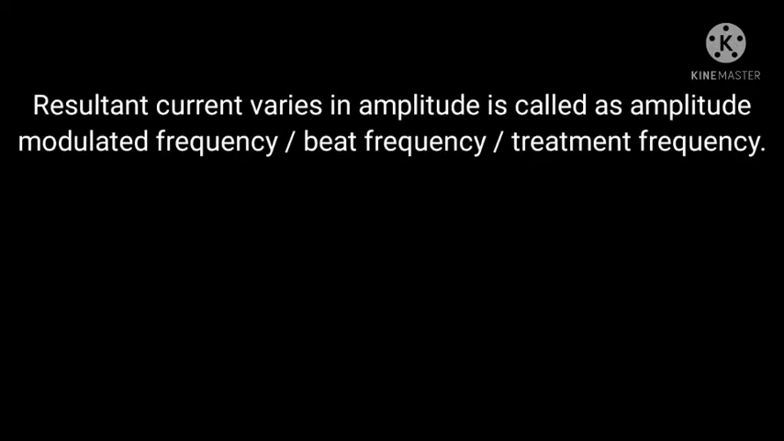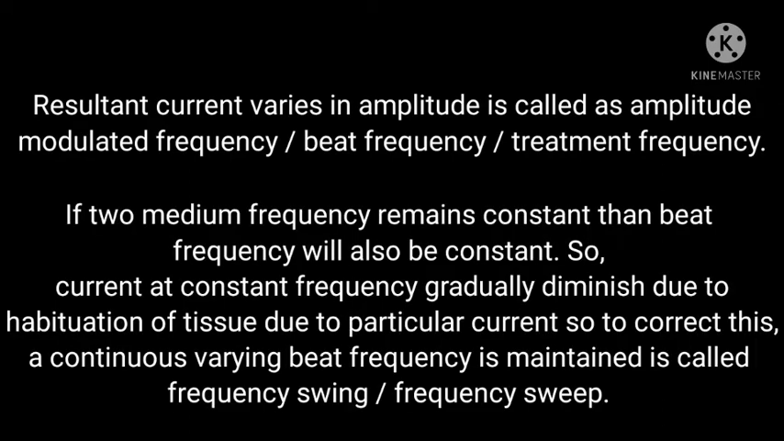The resultant current varies in amplitude and is called amplitude modulated frequency, beat frequency or treatment frequency. If the two medium frequency currents remain constant, then the beat frequency also remains constant. So current at constant frequency gradually diminishes in effect due to habituation of the tissue to the particular current. To correct this, a continuously varying beat frequency is maintained, called frequency swing or frequency sweep.